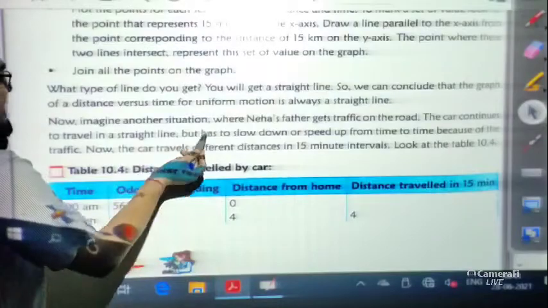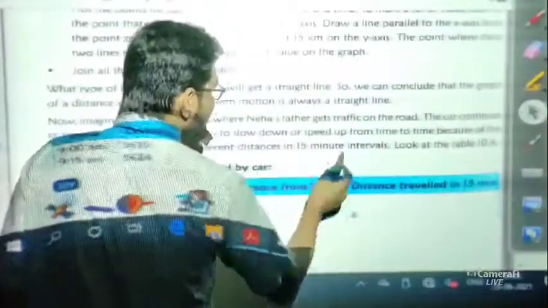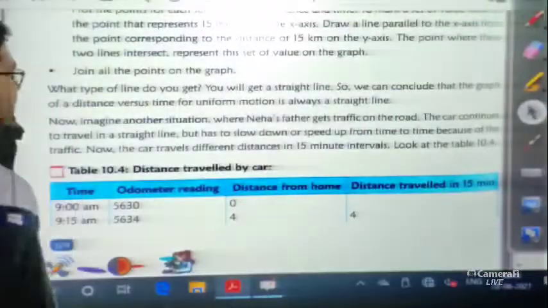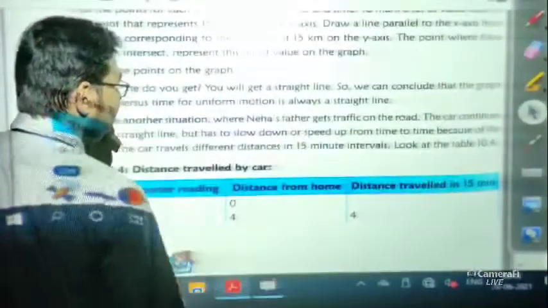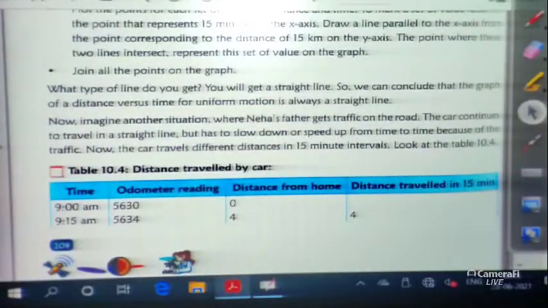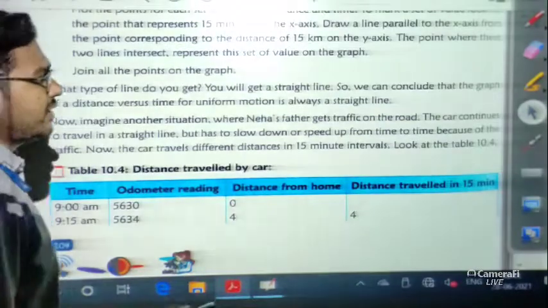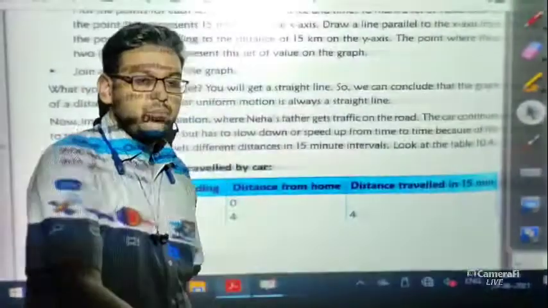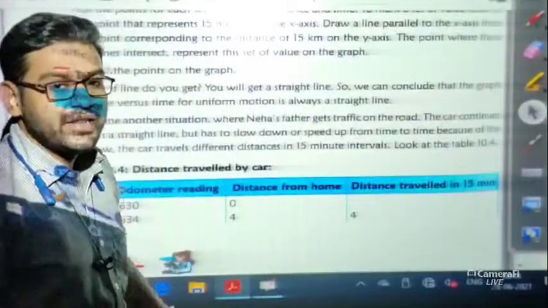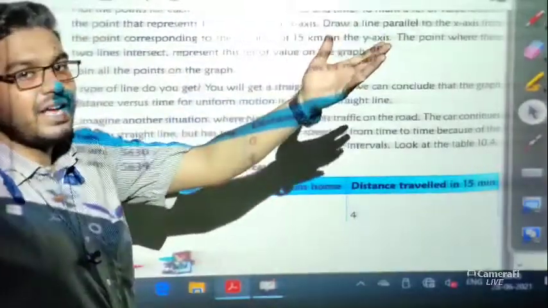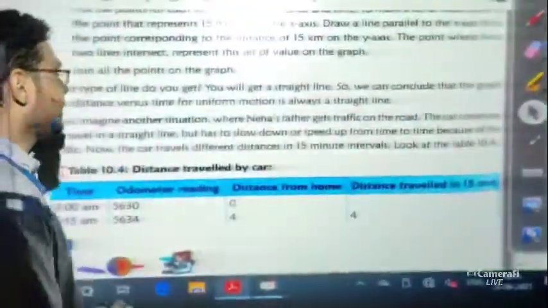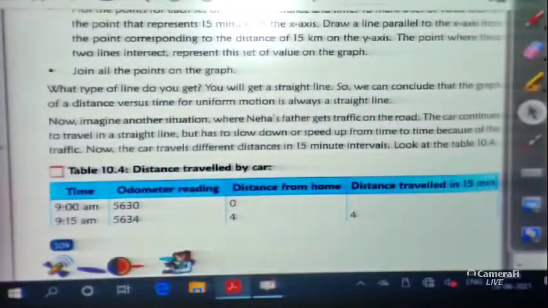Just have a look, where Neha's father gets traffic on the road and the car continues to travel in a straight line but has to slow down or speed up from time to time because of the traffic. If we have a speed breaker or a traffic signal, then we have to slow down the car, stop the car, and when we see the green light, we will go ahead. So speed keeps going up and down.